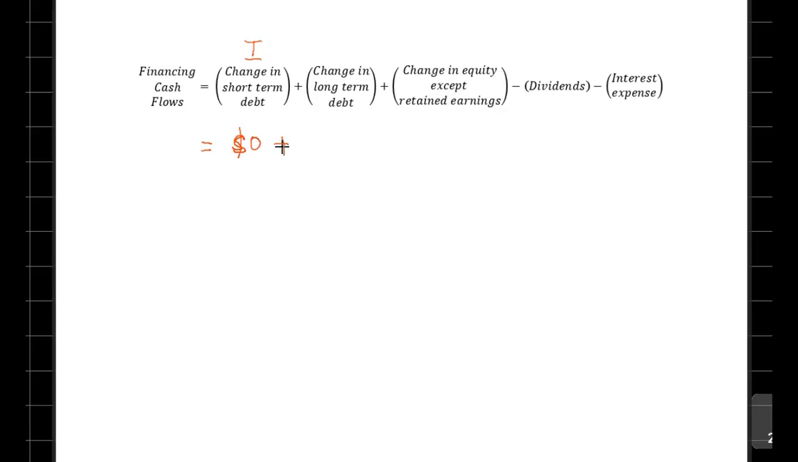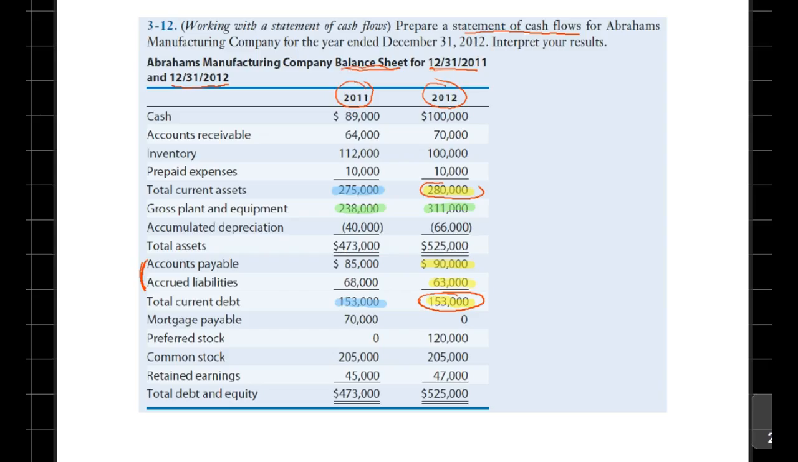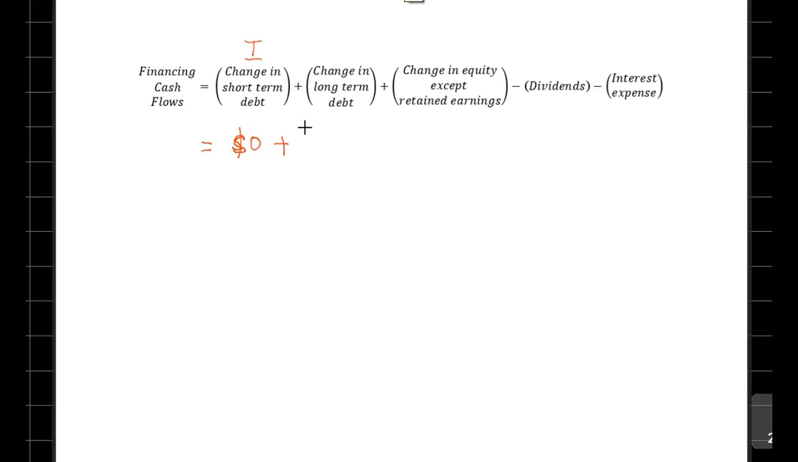Now the second part, change in long-term debt. We have some long-term debt here. At least one item that I can see right away is the mortgage payable, and we need to look at the change. In the previous year that figure was $70,000 and we were able to pay off our mortgage, and now it is basically 0. So the change in our mortgage payable would be 0 minus $70,000. We used cash for that purpose. 0 minus $70,000, plus.